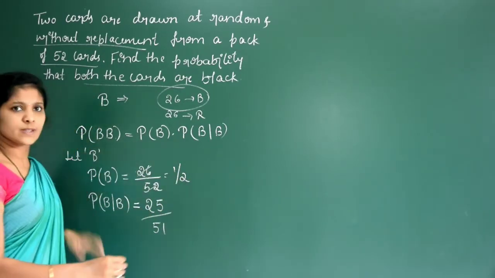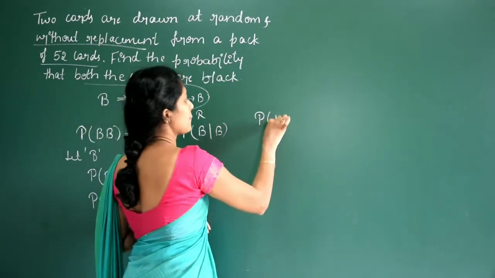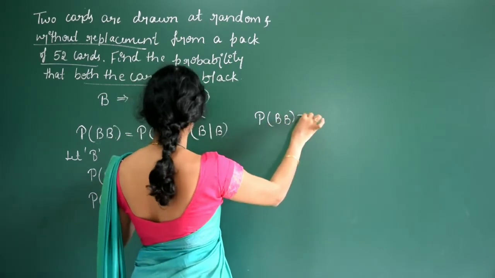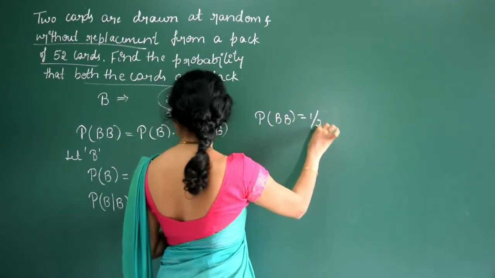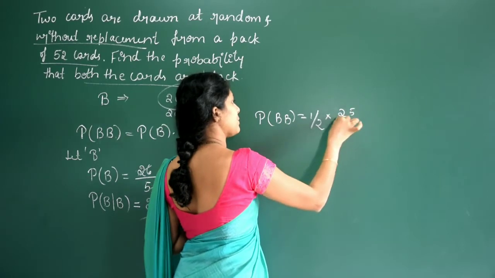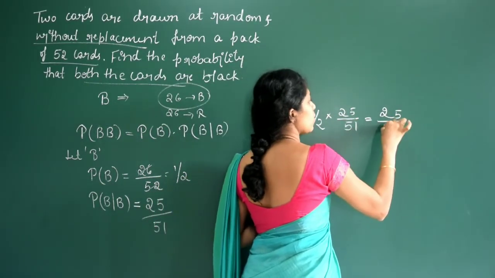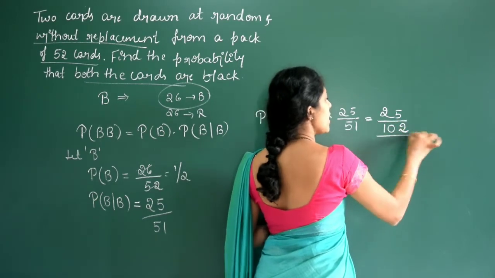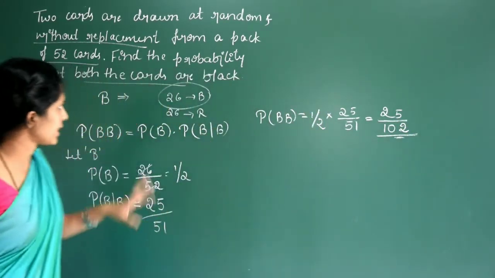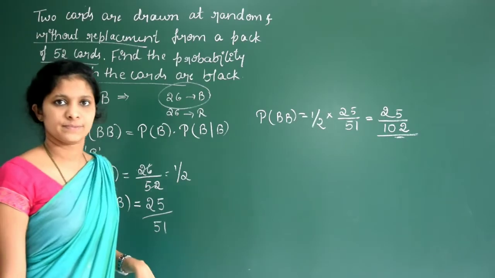Now just substitute here. So P of B into B is equal to the probability of B, which is 1 by 2, into 25 divided by 51. So this is the probability of drawing a black card, both cards black, for this question.